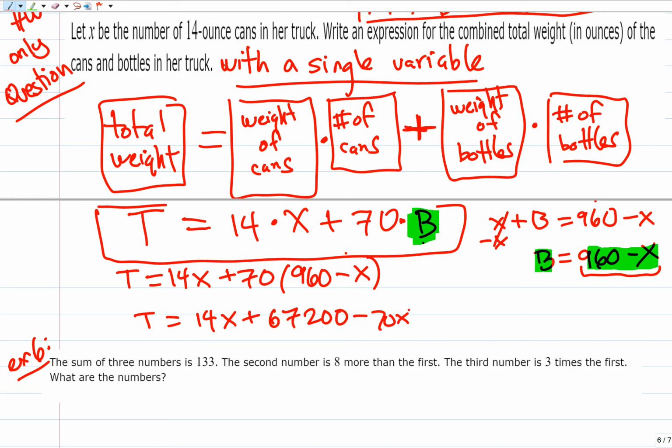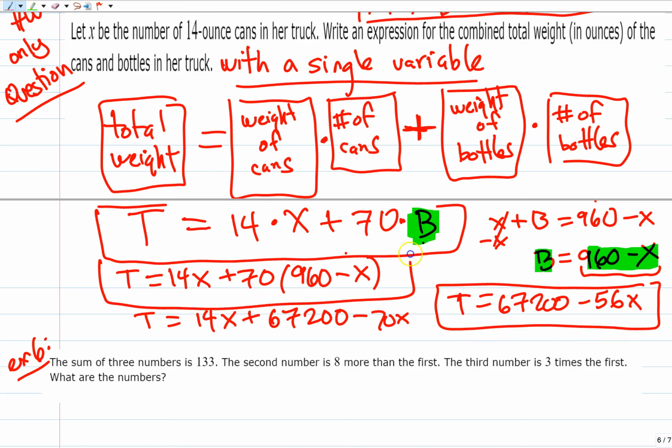Minus 70x. And then I would combine. So basically t would be equal to 67,200, 14 minus 70. Is that minus 56? I'd be fine with either of these answers. But I'm guessing they're probably going to want you to simplify it. I get that that question is a little harder than the other ones. But once again, not on the test. Fair enough? Can we keep going?